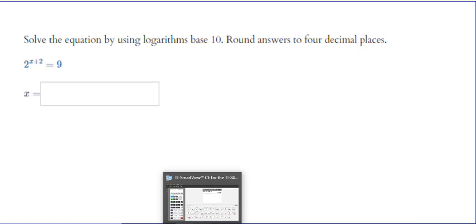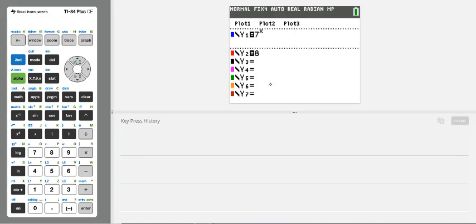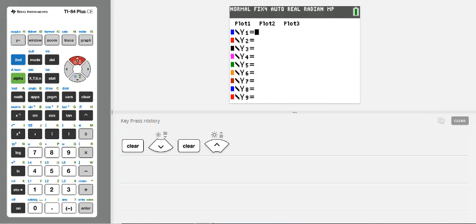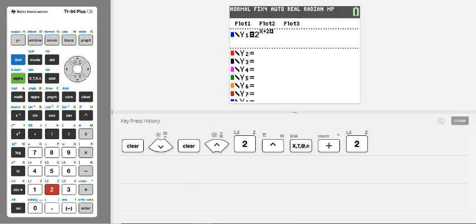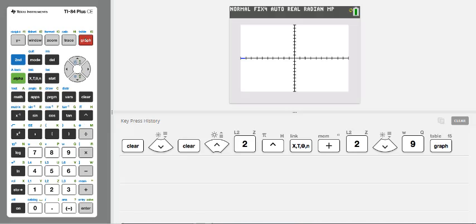So 2 to the x plus 2. So I'm going to hit here. We'll clear out. 2 raised to the x plus 2, and that's all up in the exponent. And then I got 9, so 9. I'm going to hit graph. I don't have a clue, but there you go. Zoom 6 limits still work. I have a line drawn at 9, so I can at least still see that.